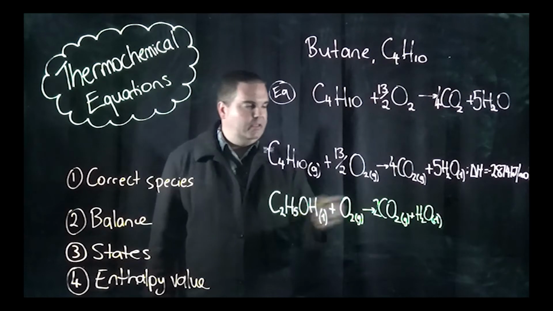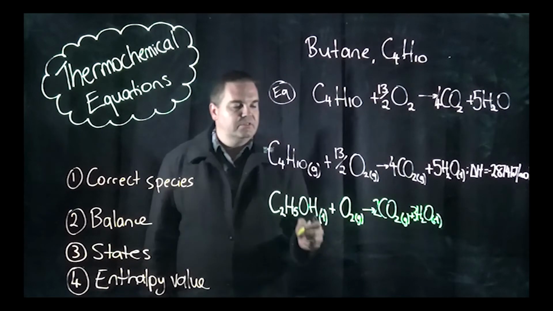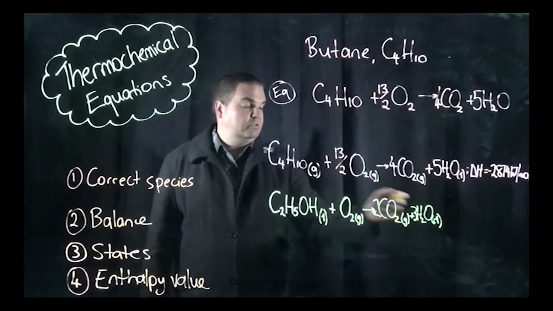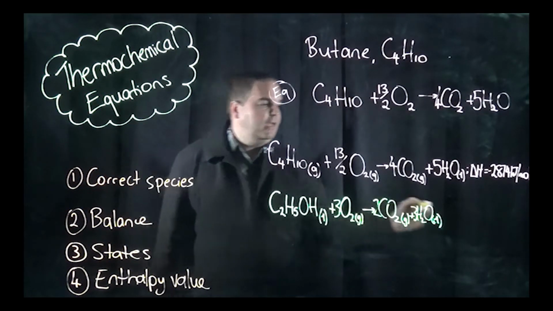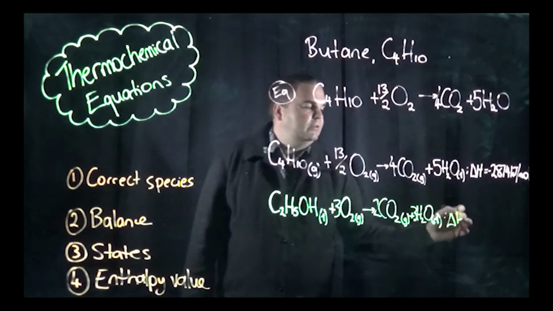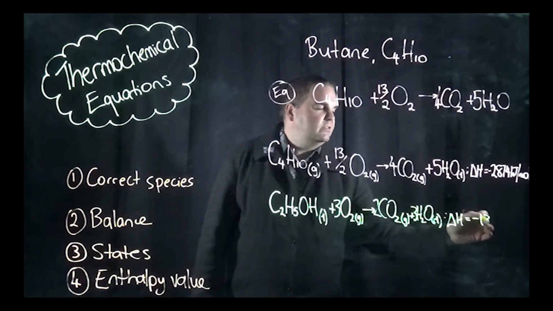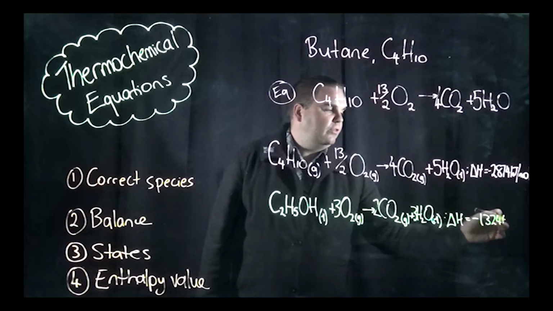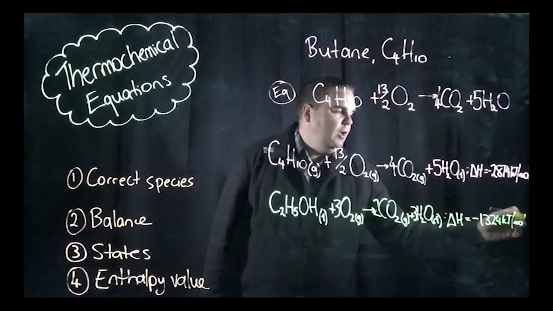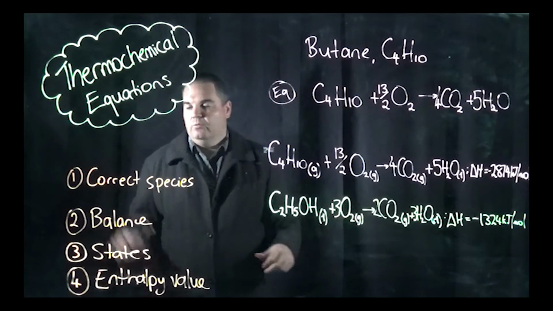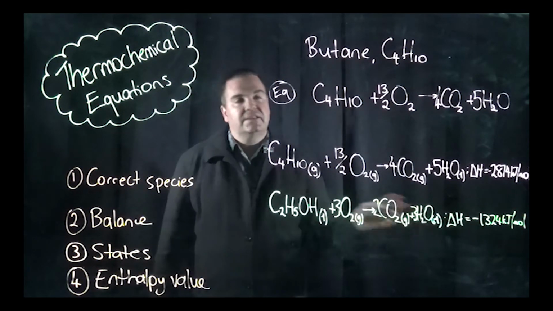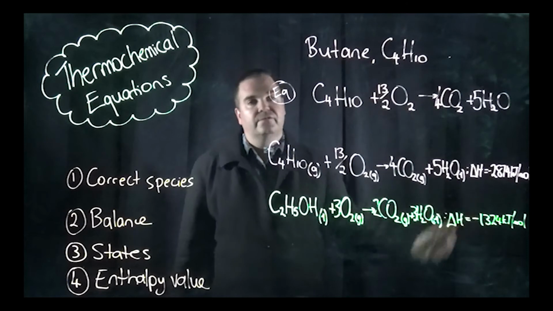Balancing it up, you need 3 waters and you need 4, so 3 oxygens there, because we've got 1 here, okay? And the enthalpy value for that one is something like minus 1,324, I think. It might be slightly off on that one, but it's the same process that we've gone through, where we do our correct species, we balance the equation, we put the states in as they exist, then we put our delta H value.